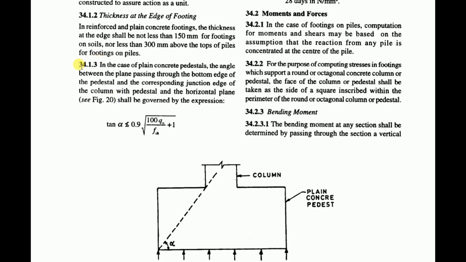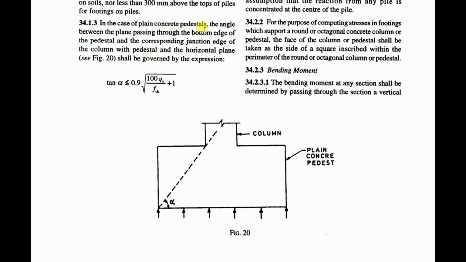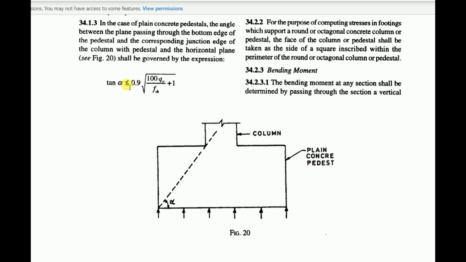In IS 456-2000 clause number 34.1.3, in case of plain concrete pedestal, the angle between the plane passing through the bottom edge of the pedestal and the corresponding junction of the column with pedestal and the horizontal plane shall be governed by the expression. If you check in this figure 20, see this is the pedestal, plain concrete pedestal, and this is the column. Tan alpha shall not be less than 0.9 times root of (100 q0 upon fck plus 1). This is the formula which is given in IS 456-2000 for pedestal.